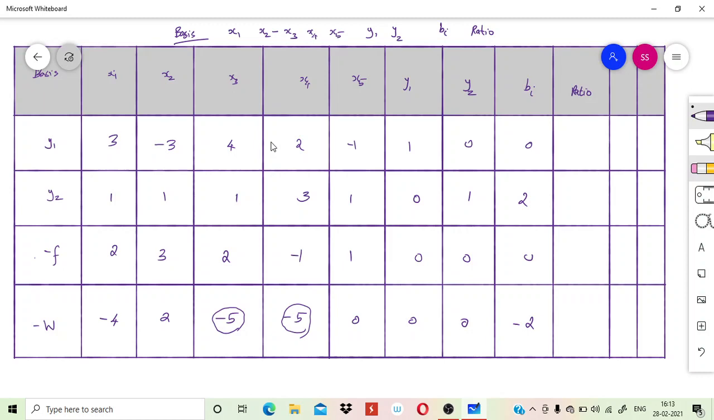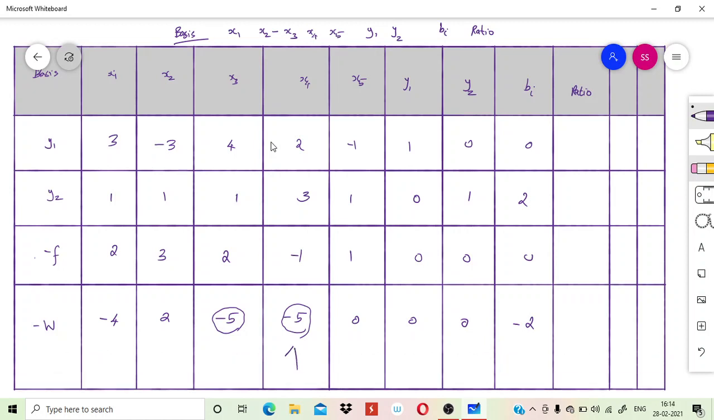So what you have to do is, you can choose any variable as the entering variable. You can either choose x3 or x4 as the entering variable. Here I am selecting x4 as the entering variable. So this is our entering variable. Next you have to find out the leaving variable. How can you find the leaving variable?